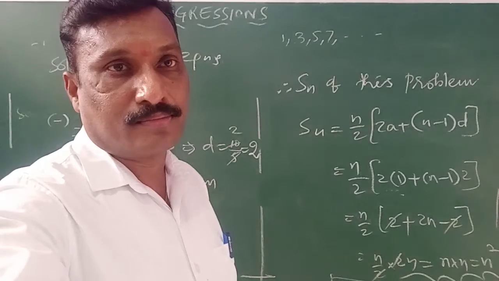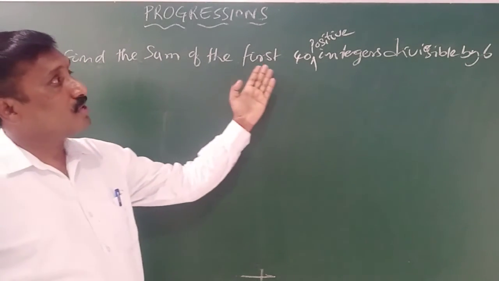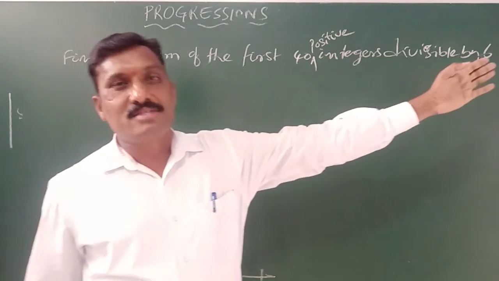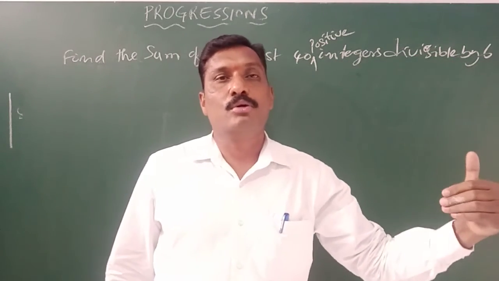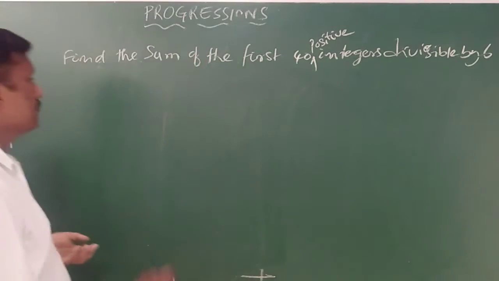Got it? Here is another question. Find the sum of the first 40 positive integers divisible by 6. First of all, we have to know which are the positive integers divisible by 6, starting from 6.